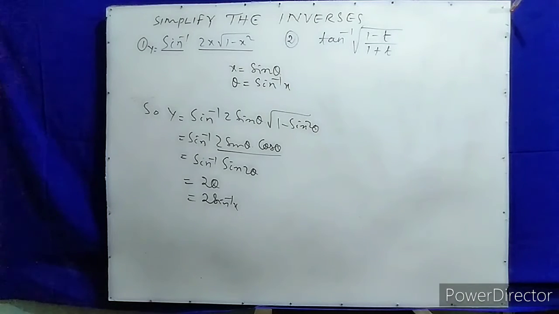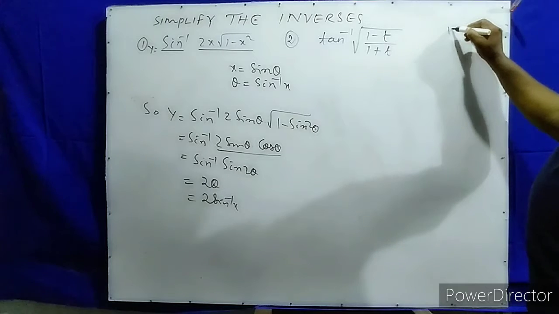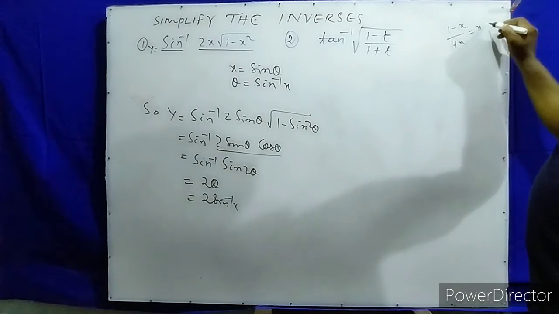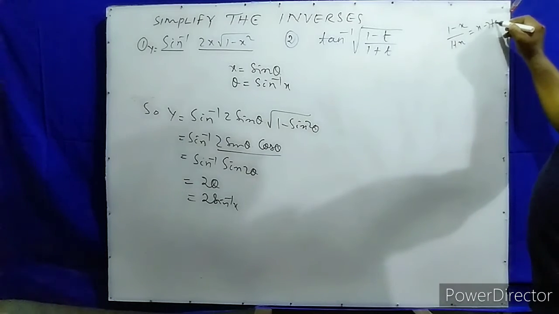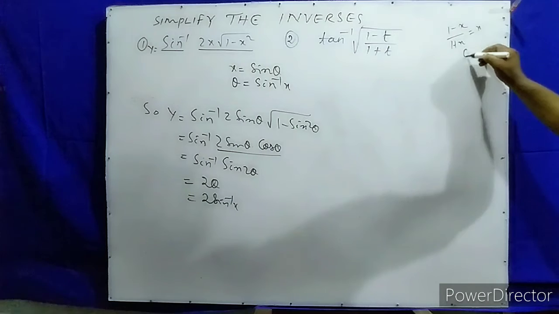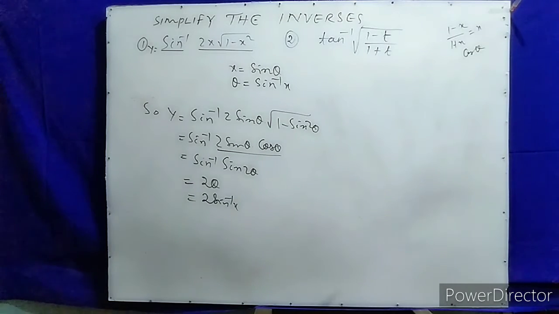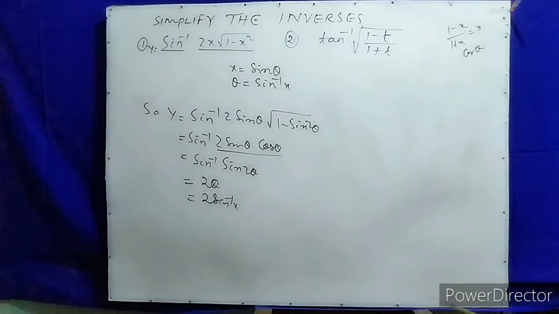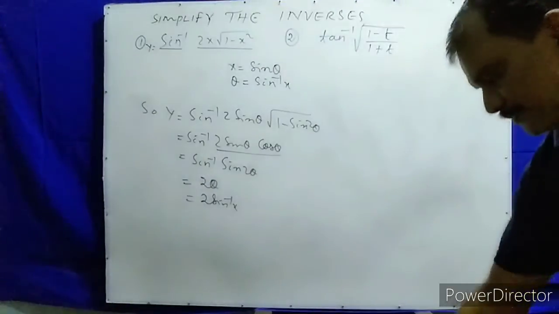But here in the second problem, look at what type of substitution. Here I have 1 minus x by 1 plus x. Then instead of x you take what? Cos theta or cos 2 theta, etc. You look at it. So how to solve these problems?